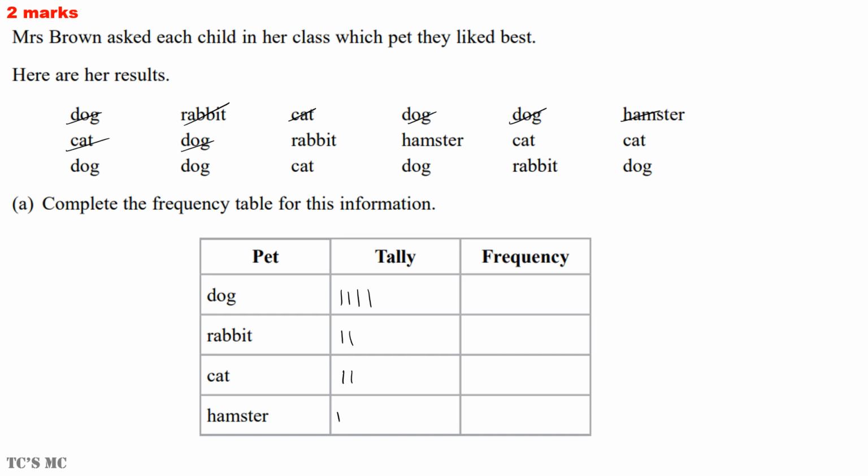rabbit, hamster, cat, cat, dog, dog, cat, dog, rabbit, and dog. Now I'm going to fill in the frequencies. So that is 8, 3, 5, and 2. If we have 2 or more of the frequencies correct, we would get 1 mark. If we have all of them correct, then we would get 2 marks.